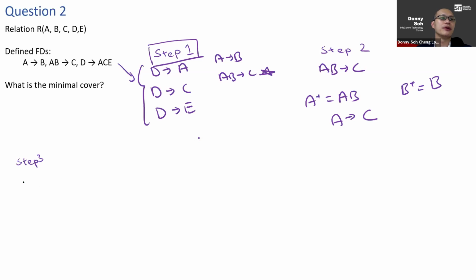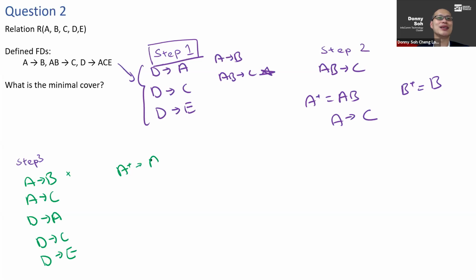So now we end up with A implies B, A implies C, D implies A, D implies C, D implies E. And then the next thing we want to do is find if any one of these is redundant or not. So I will assume that we do have this one first, and I'll find the A closure to see whether it includes B or not. Unfortunately, the A closure is only A and C, so this is required.